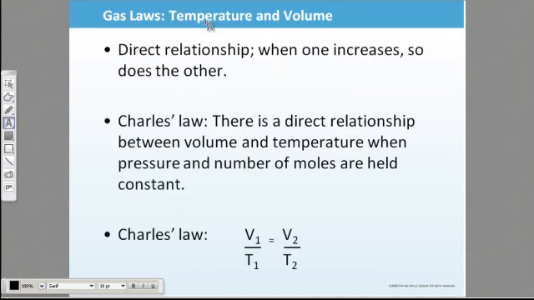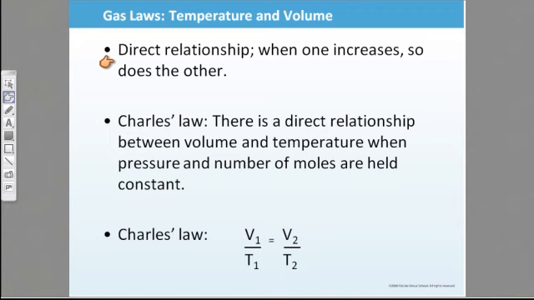The third relationship is going to be between temperature and volume. Just a moment ago we did pressure and volume. Now we're going to look at temperature and volume. This is also a direct relationship. So if we increase the temperature on the system, the volume increases.